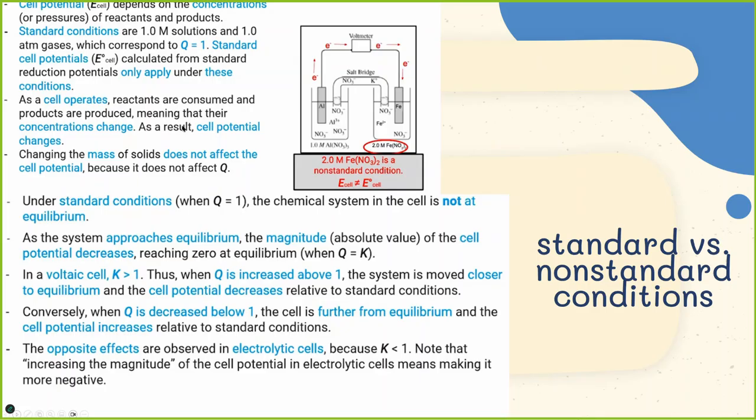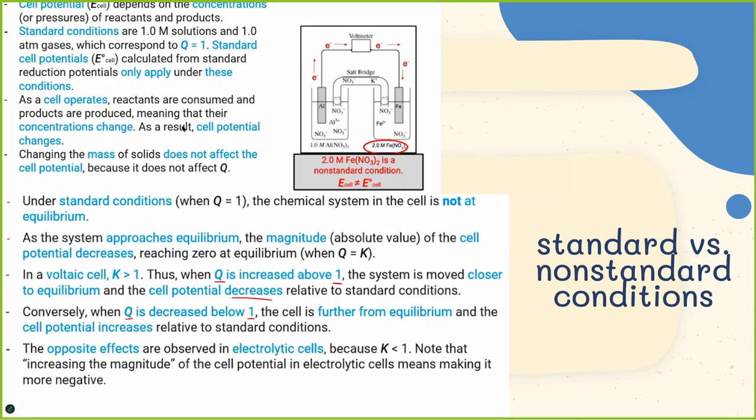Here, non-standard versus standard. This is where you need the Q. Q is greater than 1, Q is less than 1. You can use the Nernst equation to explain it, but it's harder and it takes more energy to do so. So what are the main points here? If Q increased above 1, the system is moved closer to equilibrium, and cell potential decreases. So basically, that's where you have higher concentration in your products than you do reactants. If Q is decreased below 1, cell potential increases, you have more reactants than you do products, okay?